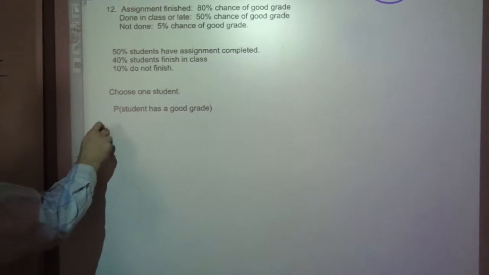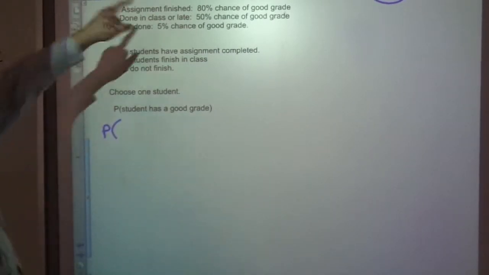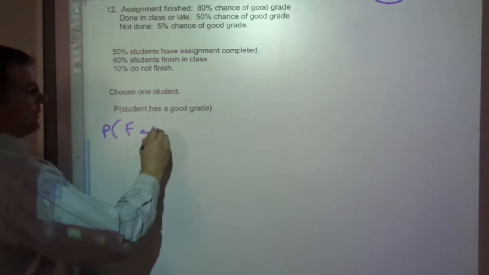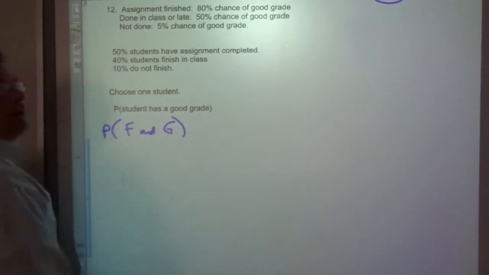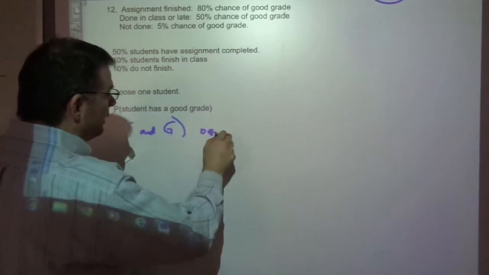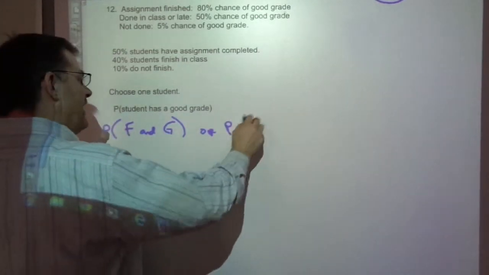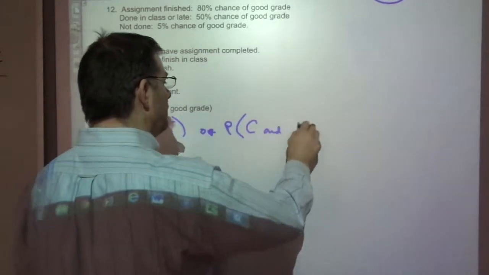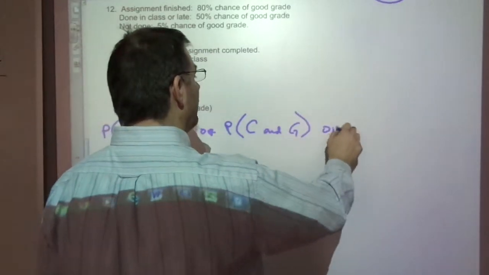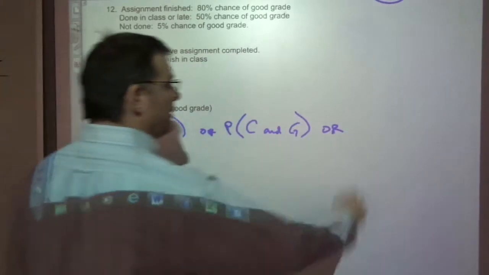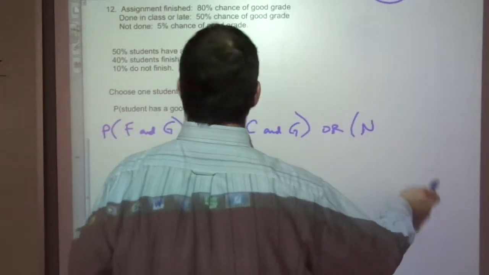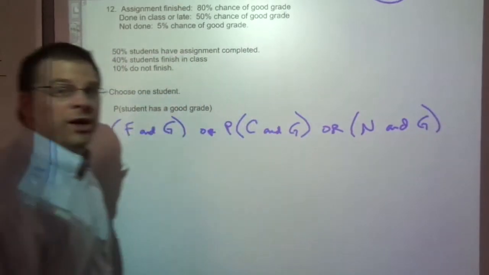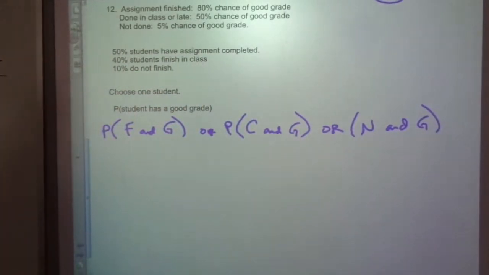He could have it finished, we'll say that's F, and have a good grade, we'll call that G, good grade. Or he could have it not finished, like done in class, we'll call that C, and have a good grade. Or he could not have it done, we'll call that N, and still somehow pull off a good grade. These are the possibilities for a good grade.